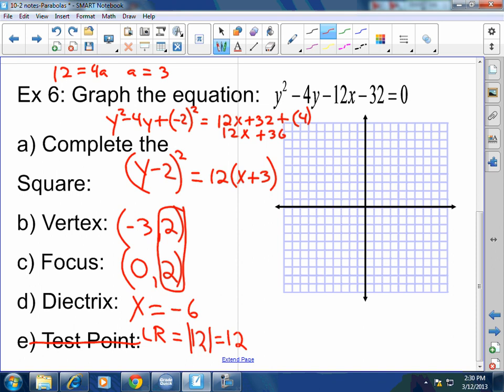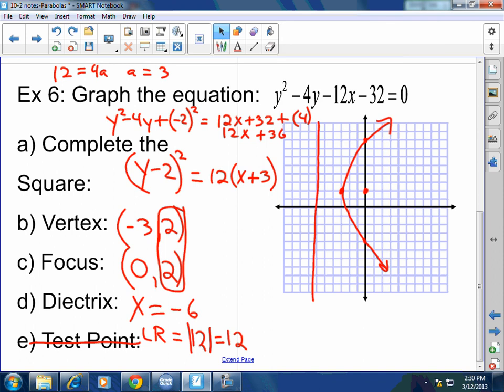So, now the easy part. Vertex, negative 3, 2. Focus, 0, 2. Directrix, x equals negative 6, 1, 2, 3, 4, 5, 6. My latus rectum is 12, so from the focus, 6 up, 1, 2, 3, 4, 5, 6. 6 down, 1, 2, 3, 4, 5, 6. And connect the dots, and you are done.